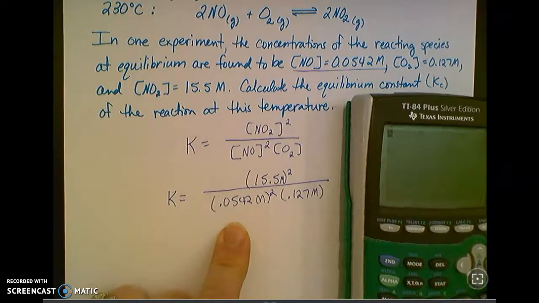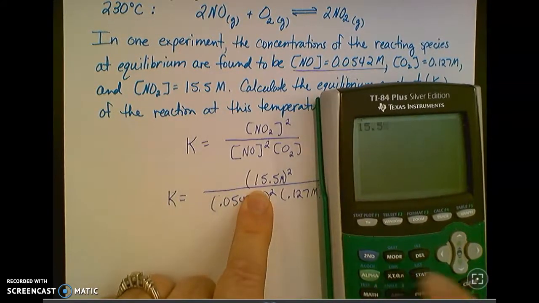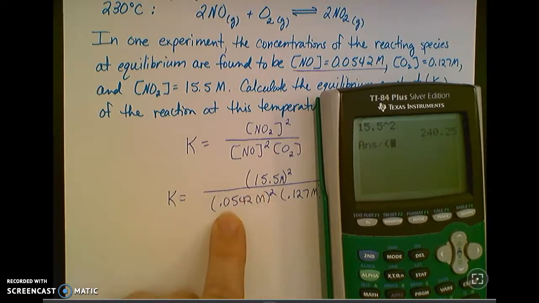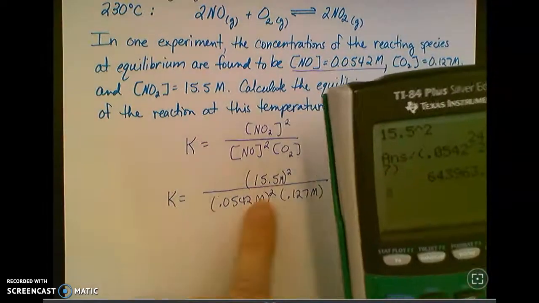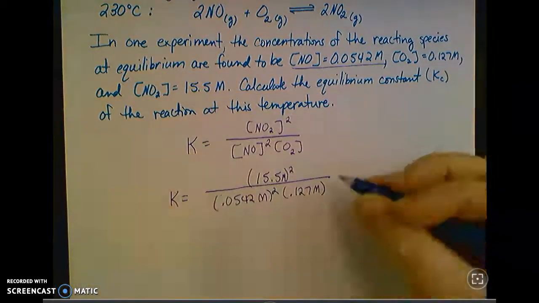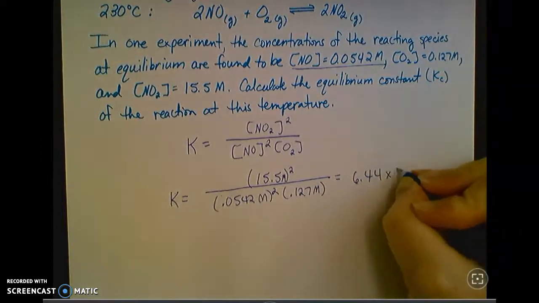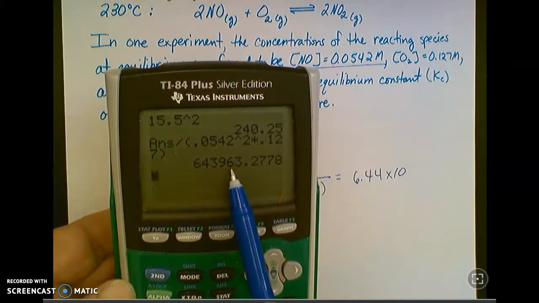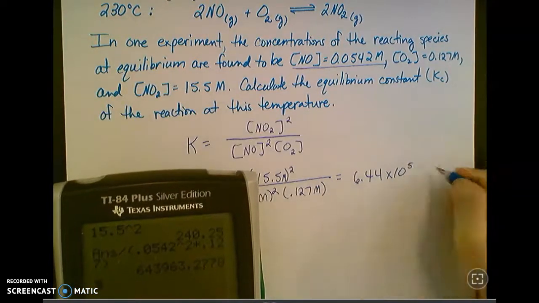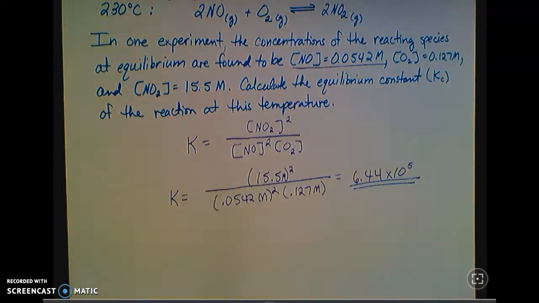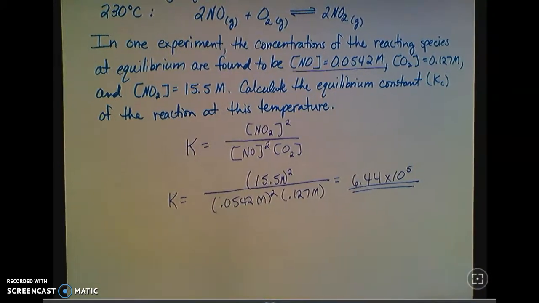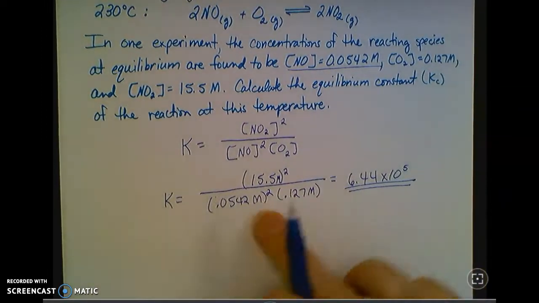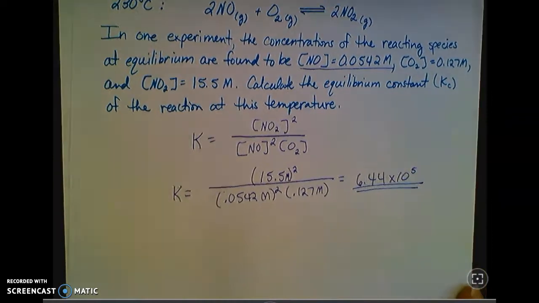So then it's just a matter of plugging into your calculator. 15.5 squared divided by 0.0542 squared times 0.127. And you get an equilibrium constant of that. I've got 3 sig figs in all those numbers, so 6.44. I'm going to do scientific notation, of course, times 10 to the 5th power. And that's it. If you remember, this does have a unit with it. Molarity squared over molarity to the third would be molarity to the -1. We don't include those units with an equilibrium constant. So that's good news for a lot of you.